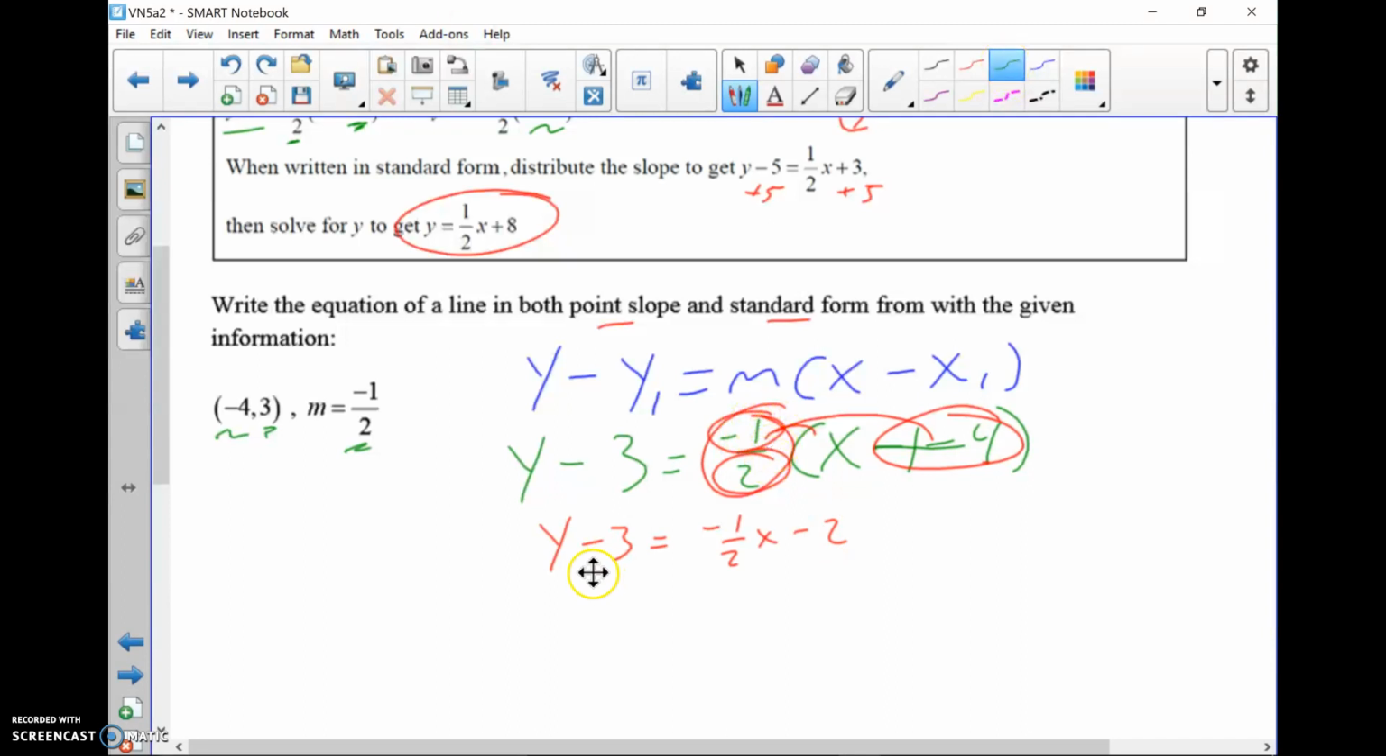And then the last thing we're going to do is add this 3 over to get y alone. So we get y equals negative half x plus 1. So that was our y equals mx plus b form.